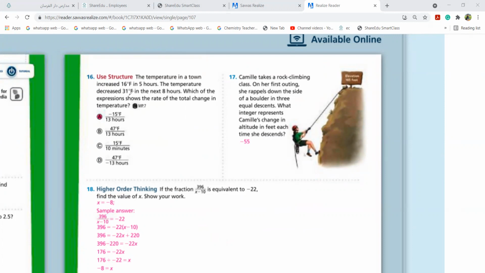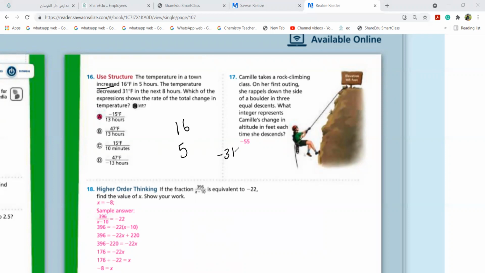The temperature in a town increased. What is the meaning of increased, Rital? Positive, right? 16 in 5 hours. So for 16, it's 5 hours. First, it increased in 5 hours. I put 16 and 5. Then, okay, the temperature decreased 31 degrees in the next 8 hours. Okay, decrease means minus 31.